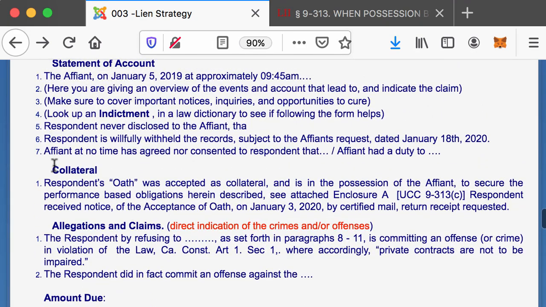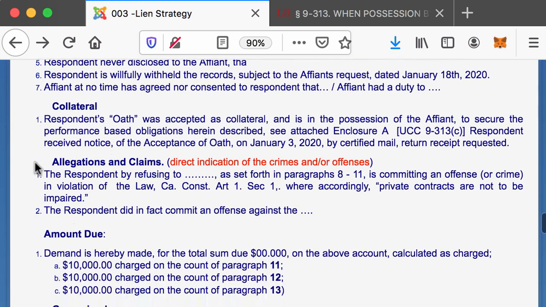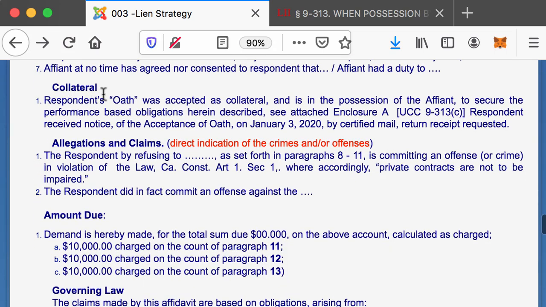So let's go down to, here's some: respondent never disclosed to the affiant that whatever. That might just be a statement that you make. Respondent willfully withheld the record subject to the affiant's request dated, whatever. Affiant at no time has agreed nor consented. I'm just giving you ideas. These are things that might be stated. But you really want to be clear and concise and cover everything. And then we get into the collateral. Respondent's oath was accepted as collateral and is in possession of the affiant to secure.